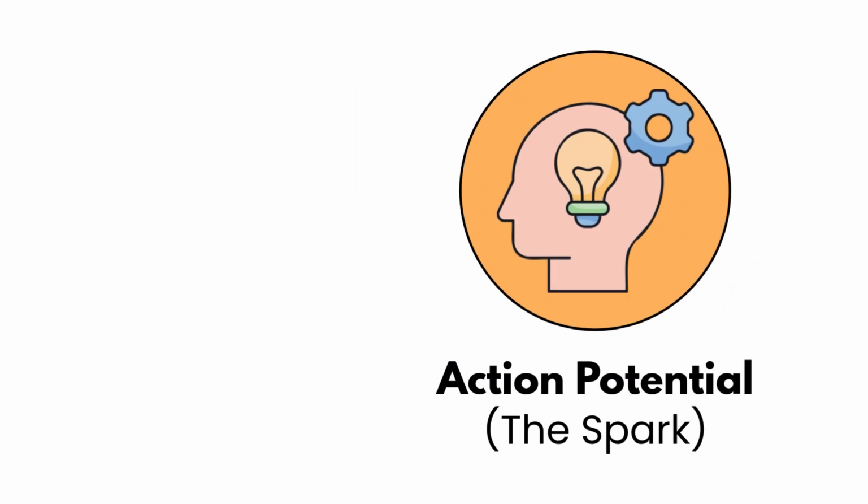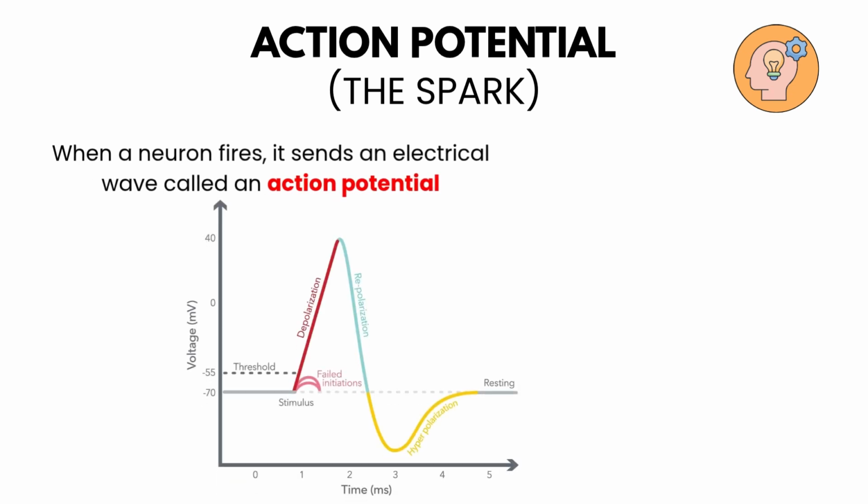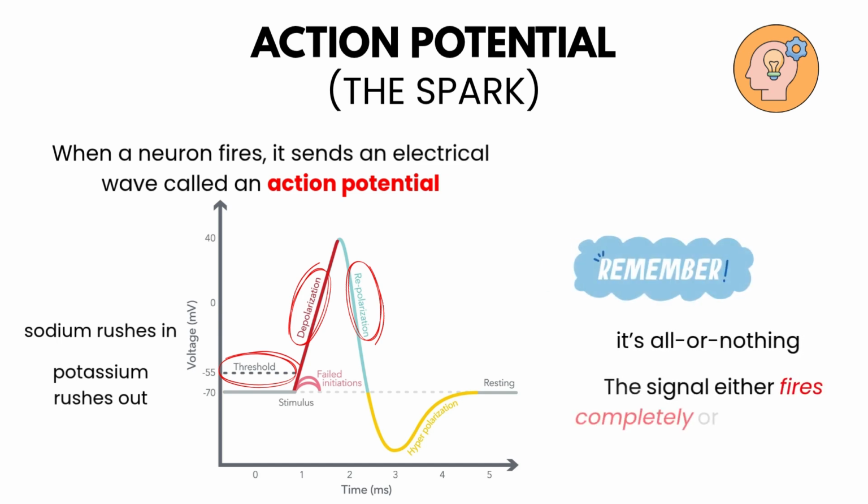Action potential, the spark. When a neuron fires, it sends an electrical wave called an action potential. Once the membrane potential hits threshold, sodium rushes in, potassium rushes out. Depolarization, then repolarization. On the MCAT, remember, it's all or nothing. The signal either fires completely or not at all.